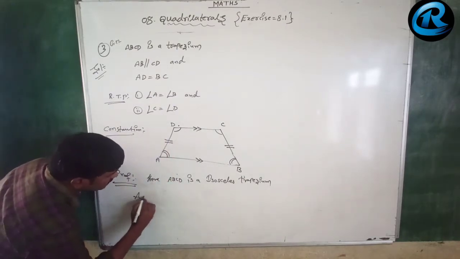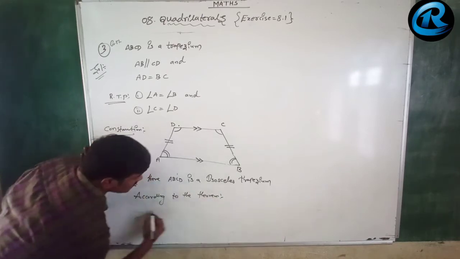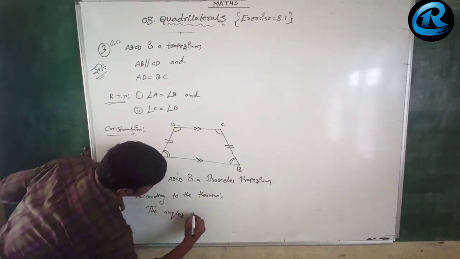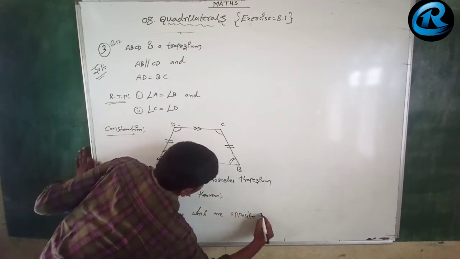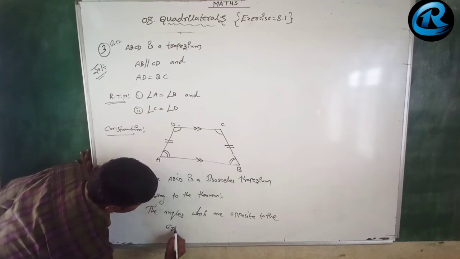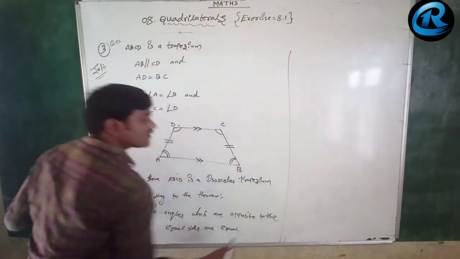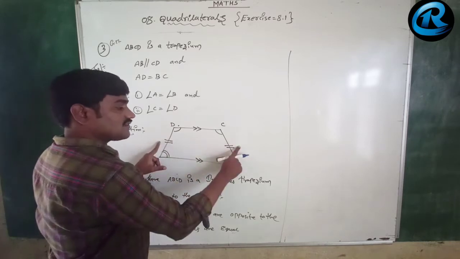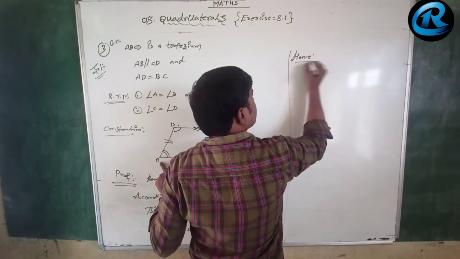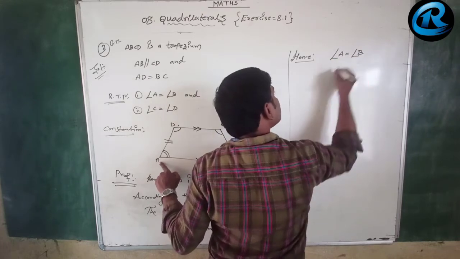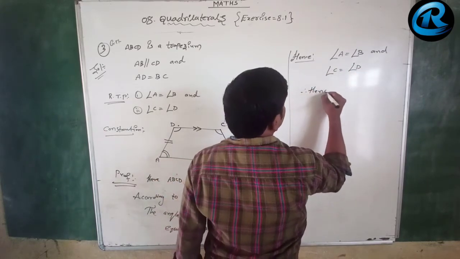According to the theorem, the angles which are opposite to the equal sides are equal. So as we can say, now these two sides are equal, then these two angles will be equal. Angle A equal to angle B. Hence, we can write here angle A is equal to angle B and angle C is equal to angle D. Therefore, hence proved.